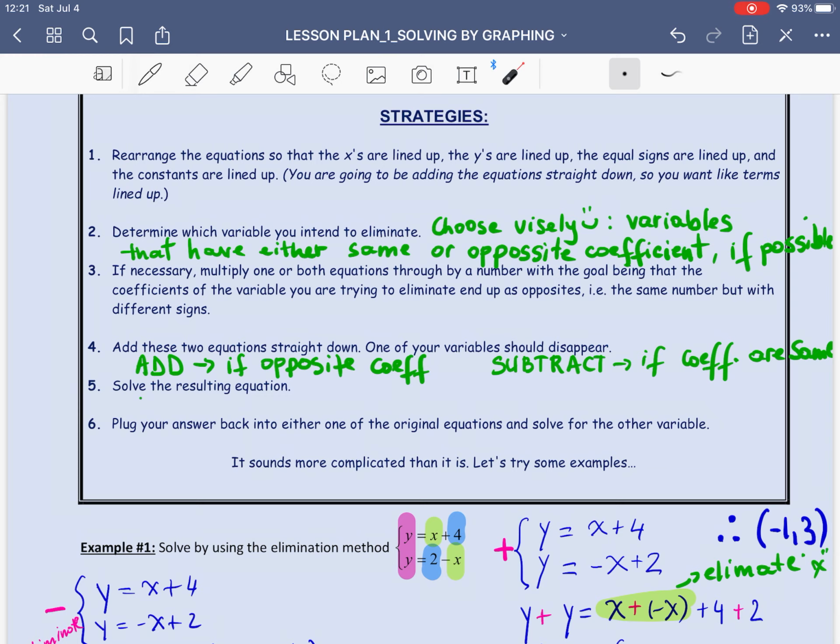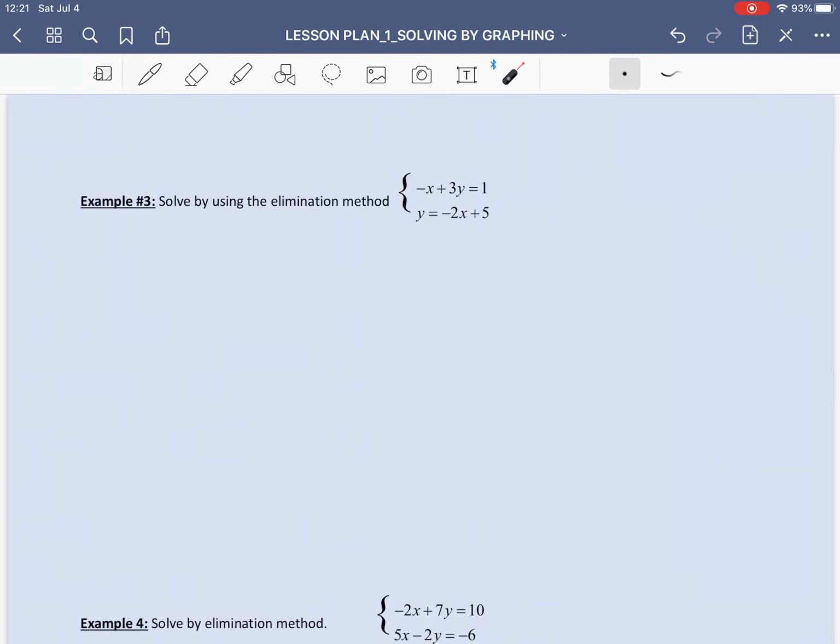We're going to move on to the next example. In the next example, we have again two linear equations, negative x plus 3y equals 1 and y equals negative 2x plus 5. Let's not waste our time and line up the terms. So I see that we have the x terms, they're not lined up, but that's okay.